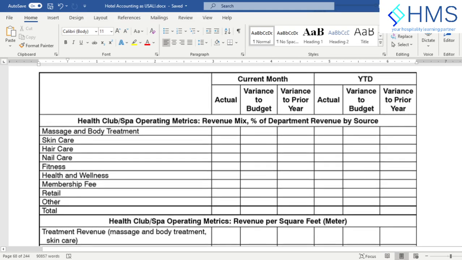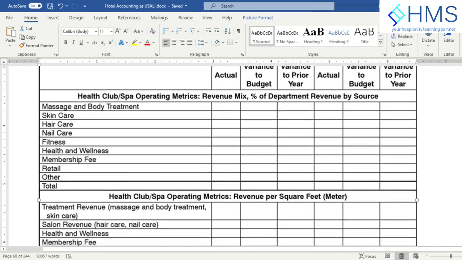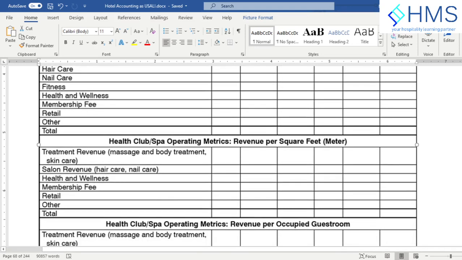And then you will also be calculating the revenue per square meter for each type of revenue. So how many treatment rooms we have, how much square foot they are using, how much is the salon, how much square foot they have, and what are the services they are putting: healthcare, nail care, and what is the per square meter revenue from them. Health club, how much they are giving us in terms of per square meter. Retail, how much they are giving to us in per square meter. So these are just to ensure that we are maximizing the use of our space for revenue.